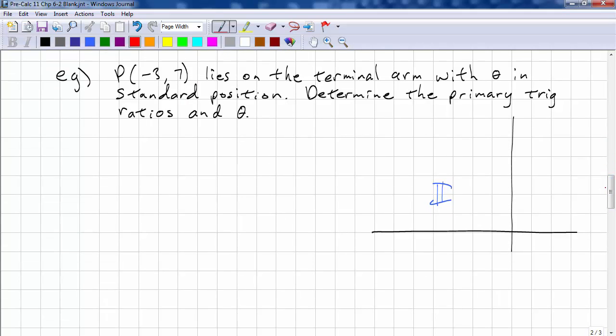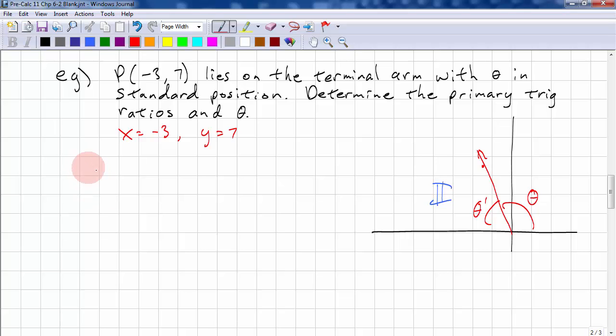Okay, here's an example. The point (-3, 7) lies on the terminal arm with theta in the standard position. Determine the primary trig ratios and theta. I'm going to use a scale of 2 for each grid unit. So -3 is here, and 7 is up here. And we draw the line, terminal arm. This is theta. This is theta prime. So x equals -3 and y equals 7.